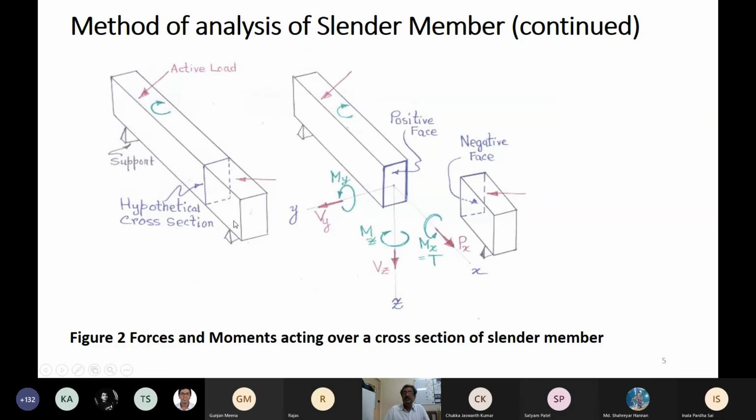So that means there is a sense that I put the section at different locations along the length of the beam, and then I examine the variation of each one of them, and then I plot along the x-axis the variation of the quantities, and those are what are the axial force diagram, the shear force diagram, the bending moment diagram, and the twisting moment diagram.